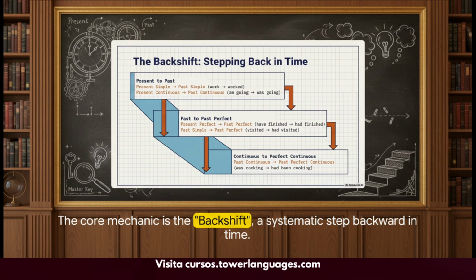When we report something from the past, the verb tense takes one logical step further into the past. So, present becomes past, and past steps back to past perfect. It's a systematic journey, not some random jump.